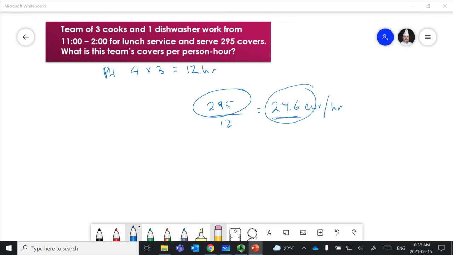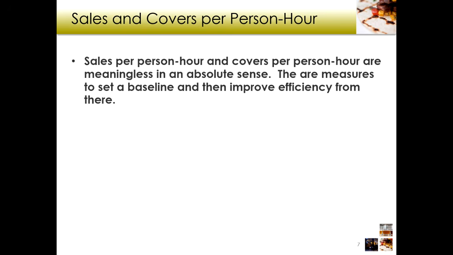The next thing we want to talk about is looking at them both, right?